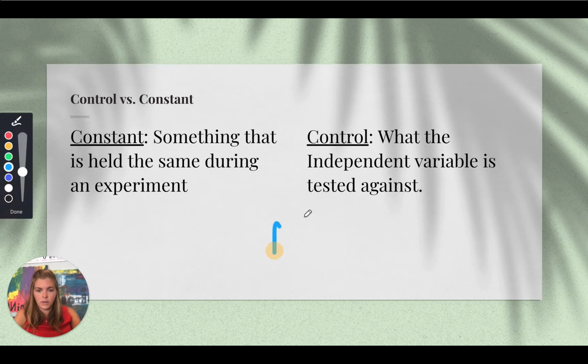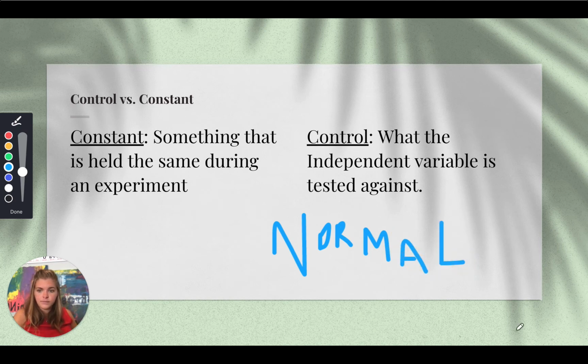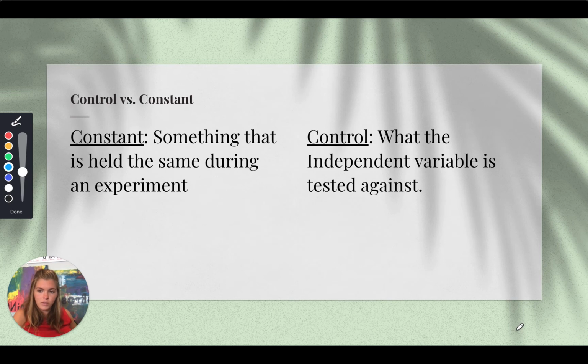Something you might want to write down is that the control is what is normal. So for instance, if I was watering a plant with Mountain Dew and Dr Pepper, the control would be the plant I'm watering with water, because water is what's normal.